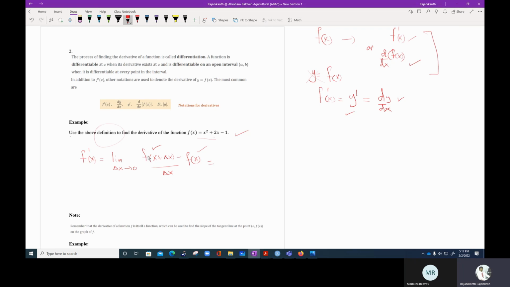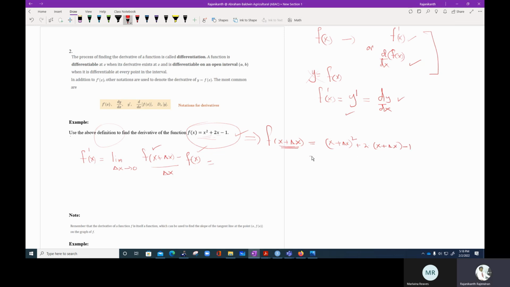First of all, I need to find f of x plus delta x. You know f(x), it is given here. Use this to find f of x plus delta x. Then you have more work now. f of x plus delta x is nothing but plugging x plus delta x in for x here. So you will get f of x plus delta x as x plus delta x, whole thing squared, that's my x now, then plus 2 times x, x is now everything, right? x plus delta x. Then subtract 1.